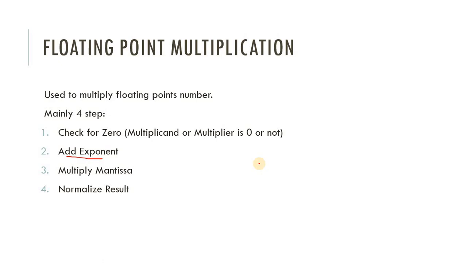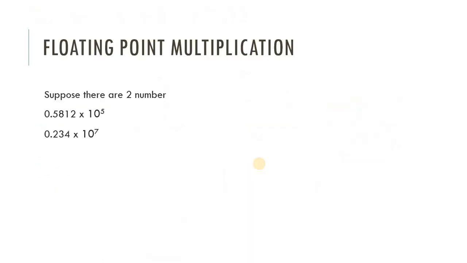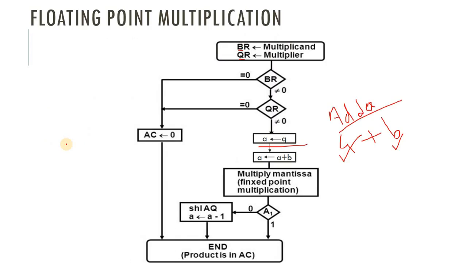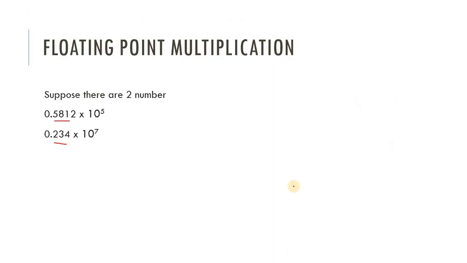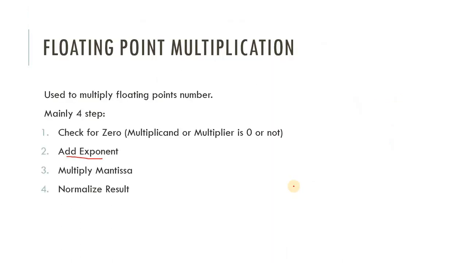After this, the third step is multiply mantissa. So here the mantissa values are 0.5812 and 234. So these are the mantissa values, and they will be multiplied. We already learned about the fixed point multiplication algorithm in our previous lecture, Booth's multiplication algorithm. So here this whole algorithm will be executed and the two numbers will be multiplied. After this multiplication process, the fourth step is normalize the result.